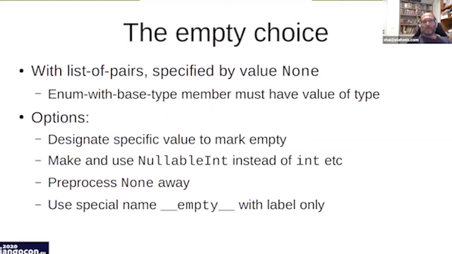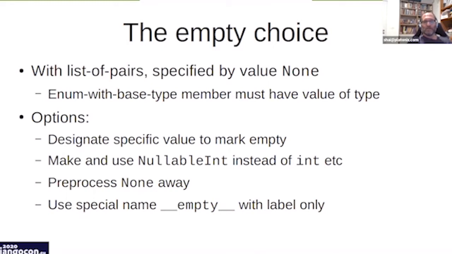Another issue we had to deal with was the empty choice, that is, specifying the label for nothing being chosen. With a traditional list of pairs, this was done by attaching a label to the value None, but with an enum with a base type, we couldn't do the obvious analog, because the members of such enums must have values of the base type. We considered several options.